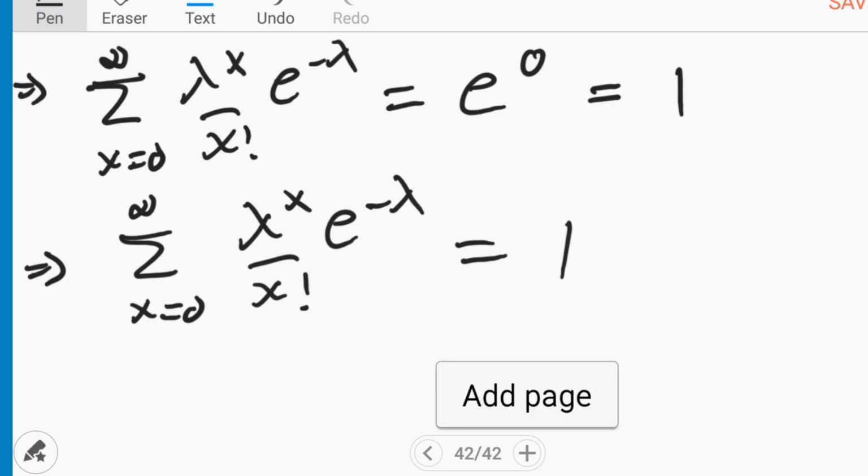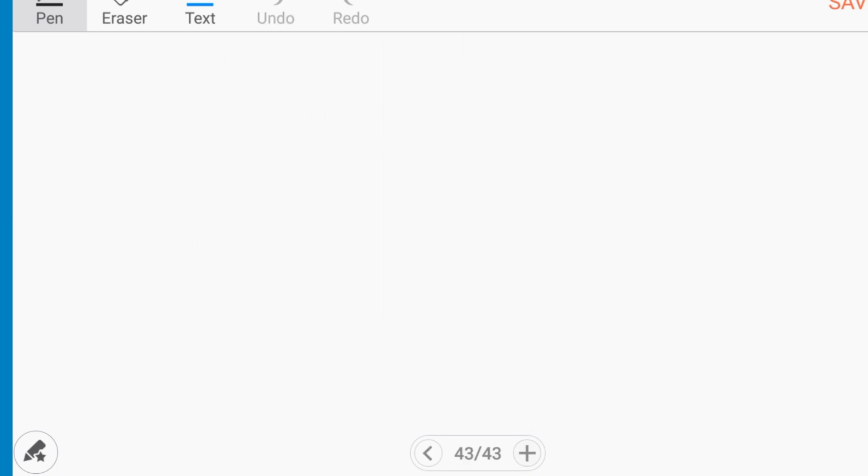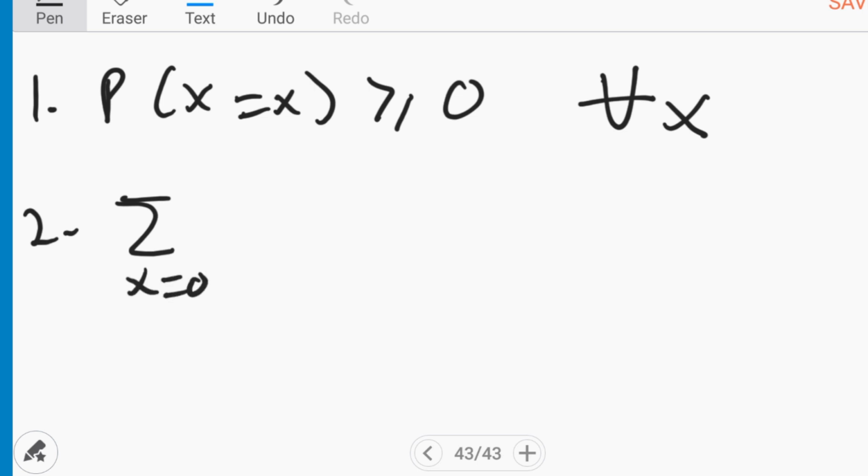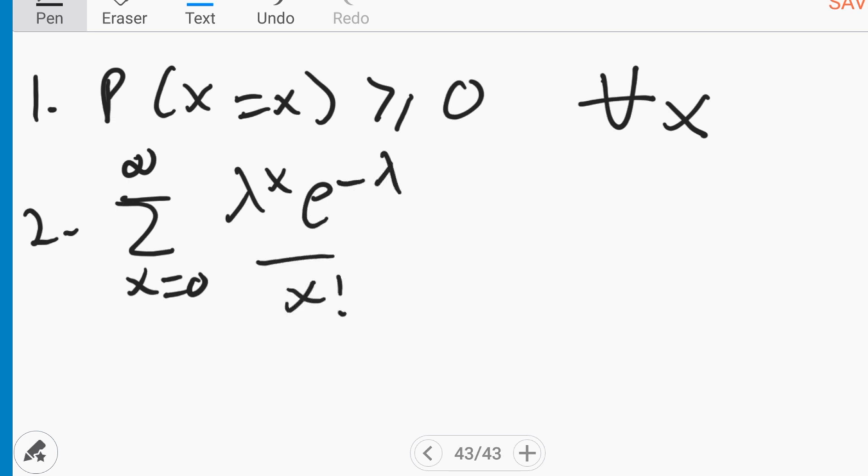So it means that we've been able to establish the two required conditions. One, p of x equal to x is greater or equal to 0 for all values of x. And two, summing from 0 to infinity over the PMF is also equal to 1, where x lies between 0 and infinity.